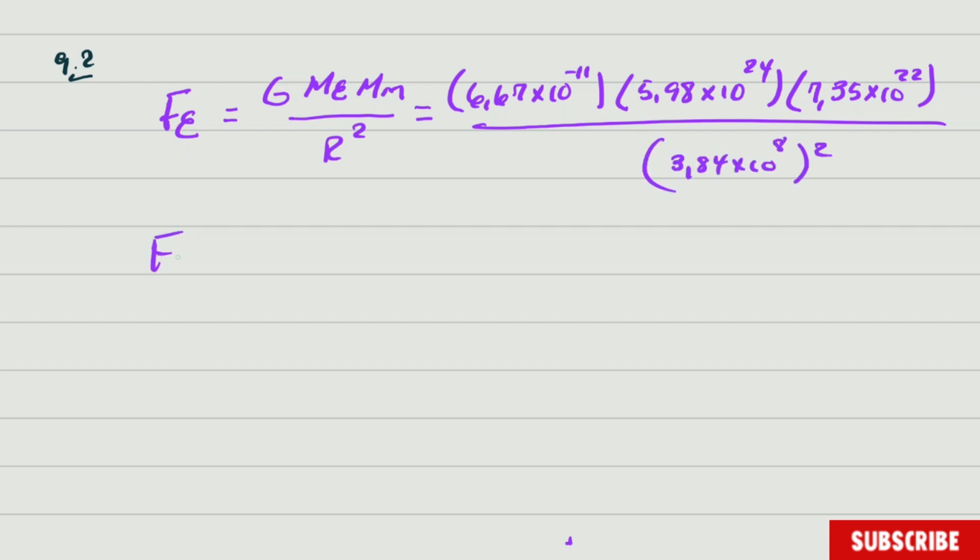So the force from the Earth on the moon is going to be equal to 1,99 times 10 to the 20 Newton. That is the force from the Earth. And now we have to do the same for the force that the sun exerts on the moon.